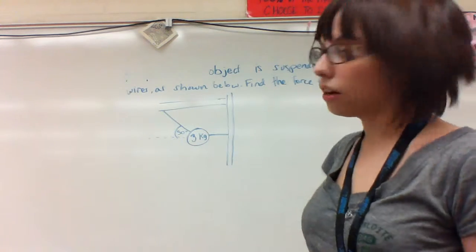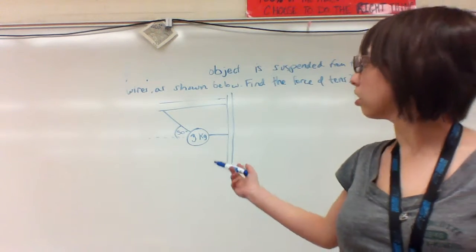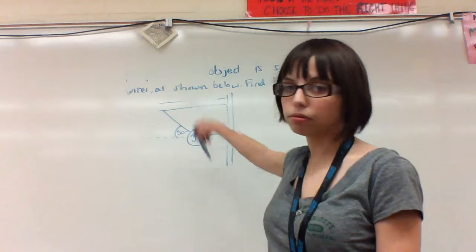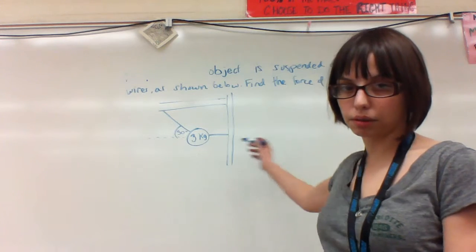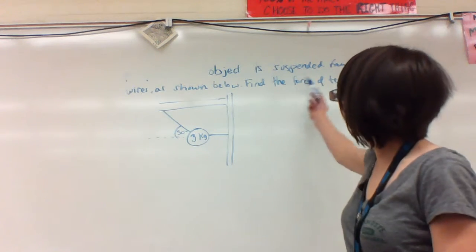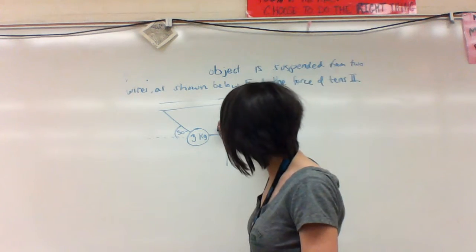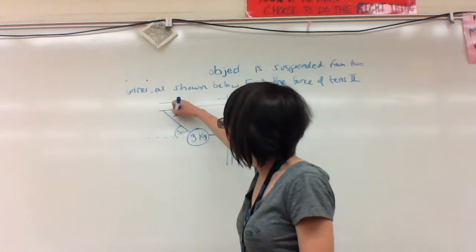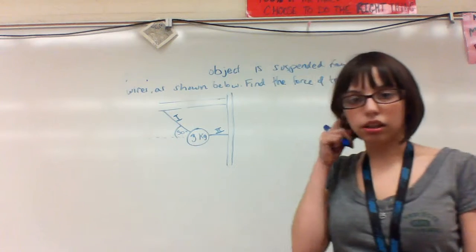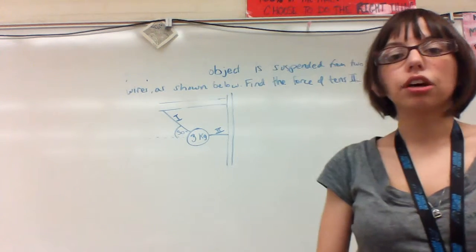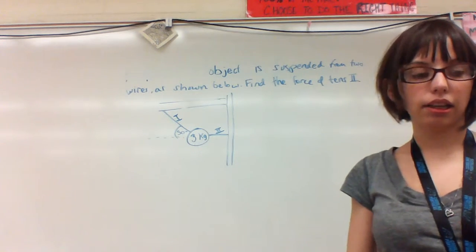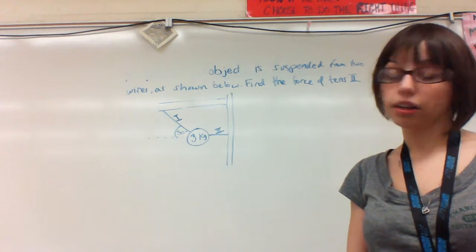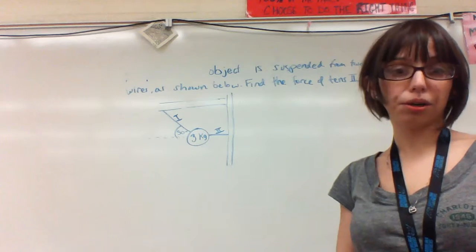an object is suspended from two wires as shown here. So we have it hanging, say this is your ceiling, and you have kind of a wire at a funny angle and then one parallel to the floor. Find the force of tension 2, and I should have labeled that. This is tension 2, this parallel one, and tension 1 is that one at a funny angle. So, you might be looking at this and saying, Miss Scott, there's one number there. There's actually two numbers here. What do you want me to do with that?